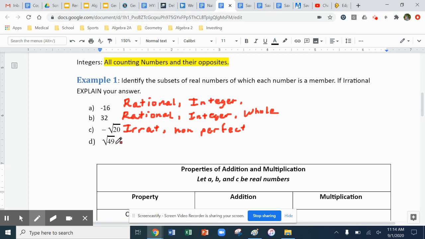Okay, and lastly, square root of 49, since that is 7, that's going to make it rational. That's also going to make it an integer. And lastly, since 7 is a counting number, that is going to make it whole.